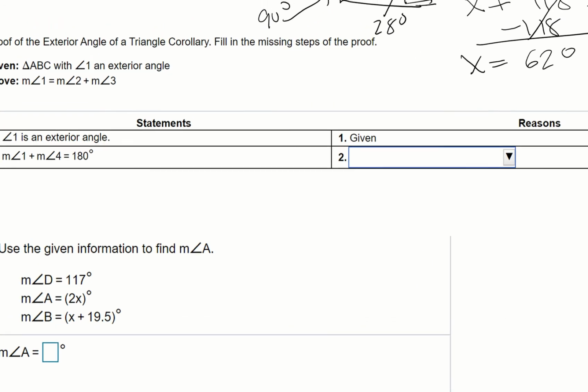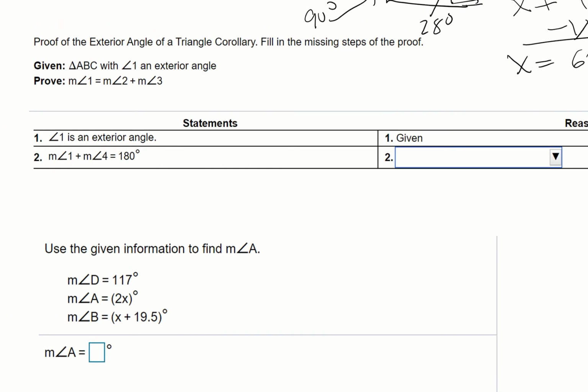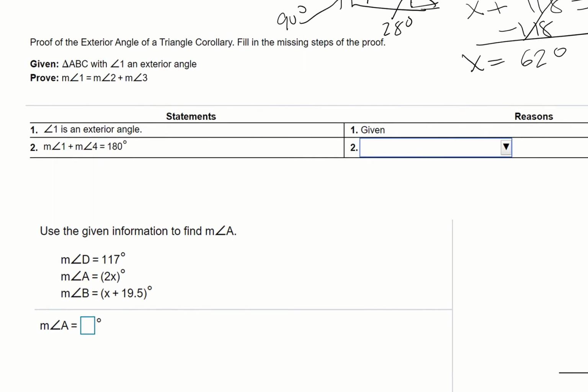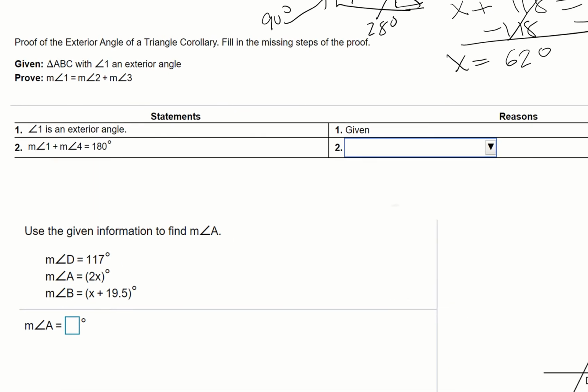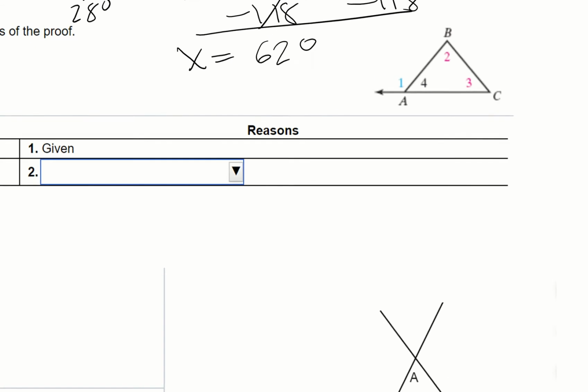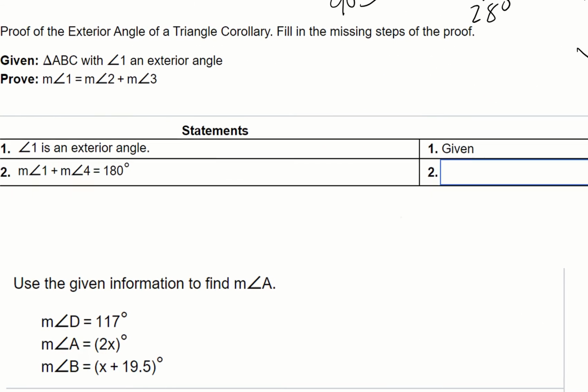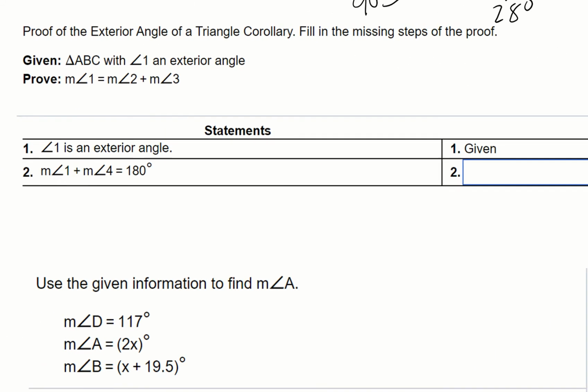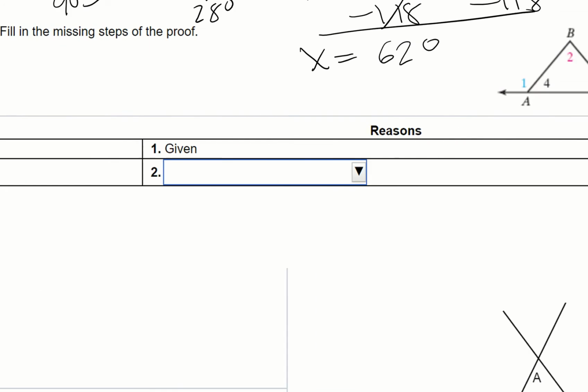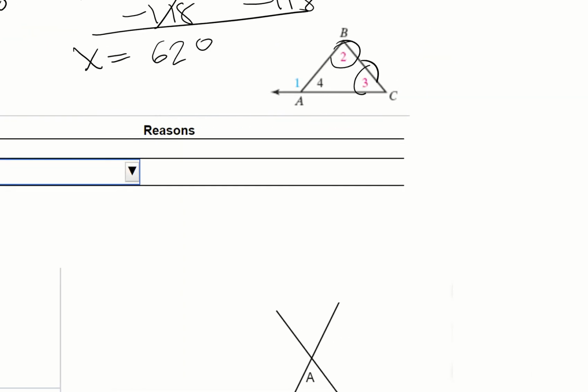Proof of the exterior angle of a triangle corollary. Fill in the missing steps of the proof. So basically, we want to prove the exterior angle triangle theorem that we mentioned in that lesson. In this case, to call it a corollary, we want to prove it. So we've got a triangle with an exterior angle, angle 1, and we want to prove that you get the exterior angle by adding your two remote interior angles, which is what we talked about in class, but we want to prove that.